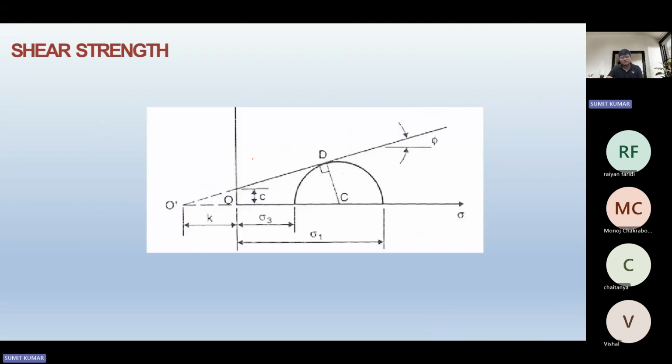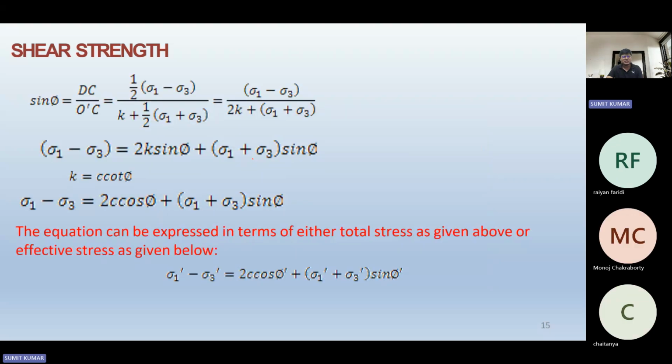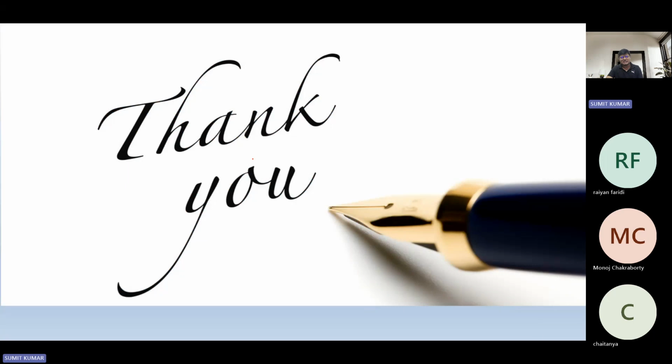Over here, the Mohr Coulomb envelope is also shown, showing how the cohesion and angle of internal friction could be found. Subsequently, you can see that with this, the concept which we were keen to discuss in this class comes to an end.